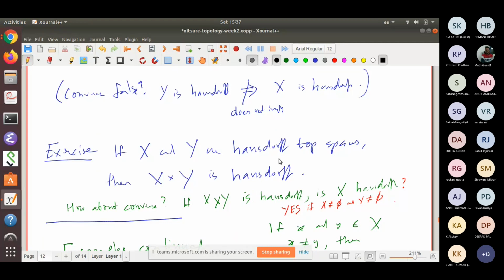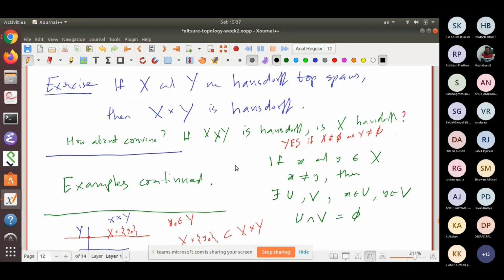Then I told you that the product of any two Hausdorff spaces is Hausdorff; that was an exercise I asked you. If both are non-empty, then the converse is true. Also, if both are empty, then the converse is also true, because empty cross empty is empty. But if any one of them is non-empty, then the converse is true.